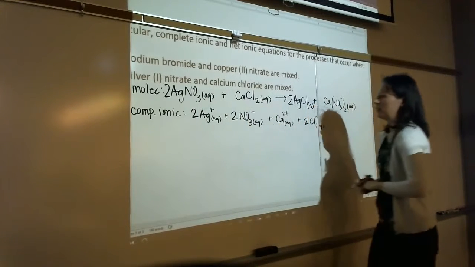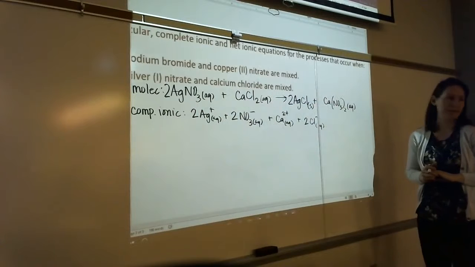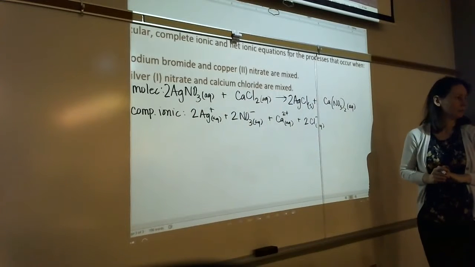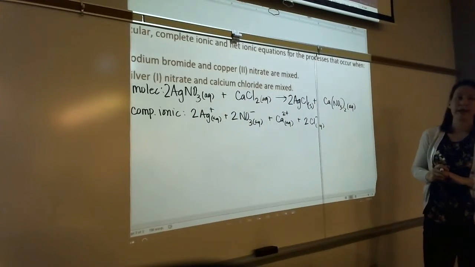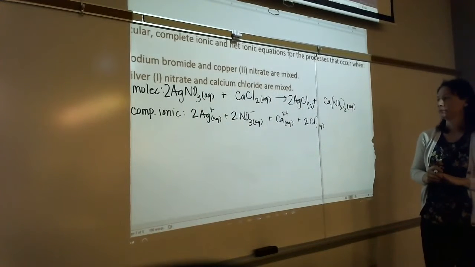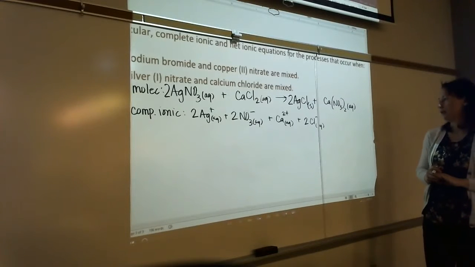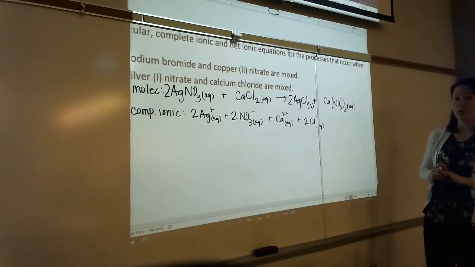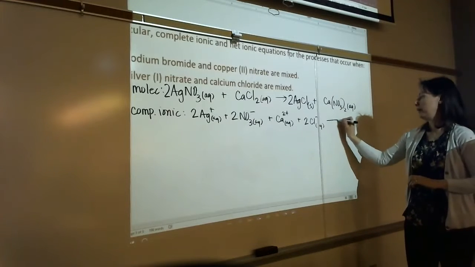Does everybody see how we broke up the reactants? Everybody with the aq subscript gets broken up into its ions. Coefficients in front get distributed. Subscripts become coefficients. Now let's do the products.